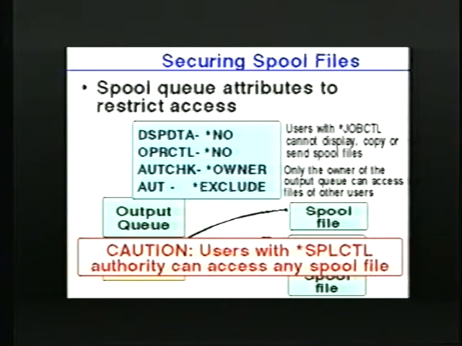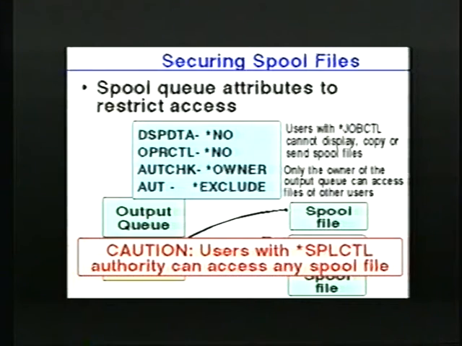For output queues that are sensitive and are secured, you want to use display data no. This says that users such as the operators that have job control can't go out and look at these spool files on this output queue. Operator control no says that operators can't move or change the order of the spool files on this output queue. Authority check asterisk owner says that only the owner of the output queue is allowed to have access to these spool files, and making the public authority exclude to this output queue will block access to the output queue and thereby protect the spool files.